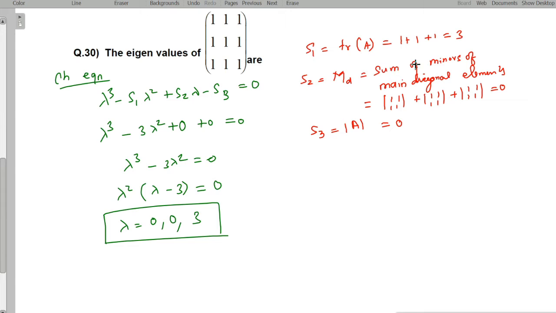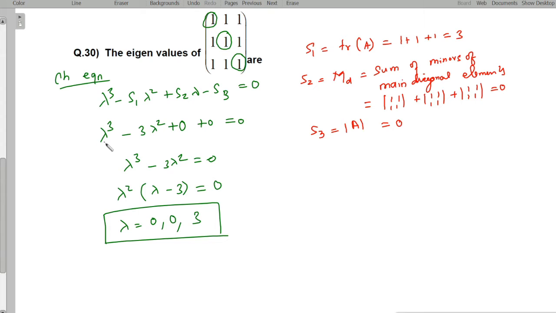S2 is the sum of minors of main diagonal elements. So you have to find the minor of this term, then the minor of the second row, second term, and the minor of this term. You make it equal to 0. And S3 is the determinant of A. The determinant of this matrix is 0. You can apply S1, S2, S3 in this formula.